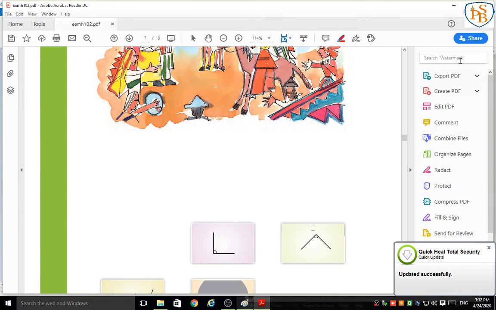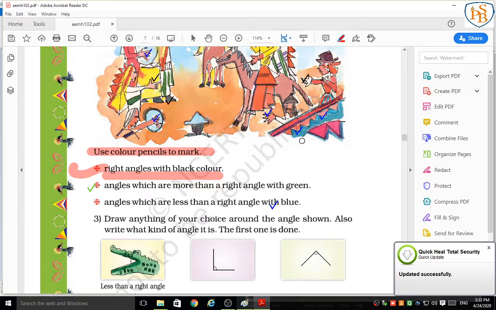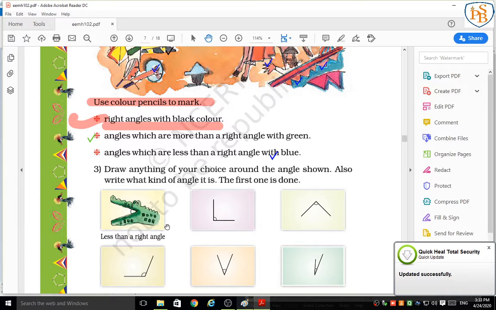Okay, students? Understand how to show the angles? You search all the angles which are right angles, or the angles which are less than a right angle, and the angles which are more than a right angle. You just tick by using a different color pencil, that is black, green and blue. Okay. So come to our next point.